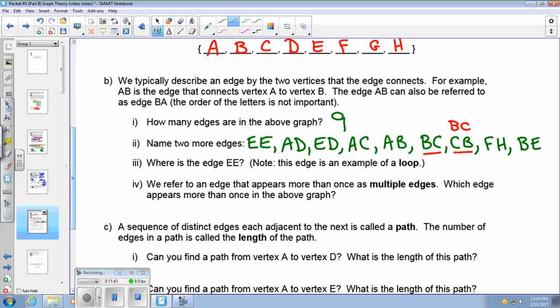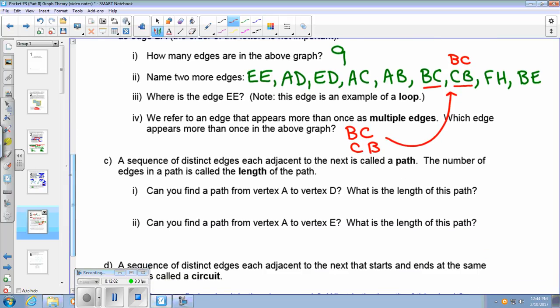In the 4th one, we refer to an edge that appears more than once as a multiple edge, or as multiple edges. Which edge appears more than once in the above graph? That's edge BC and CB. So as we noted before, we have 2 edges connecting the same 2 vertices. So that's a multiple edge.